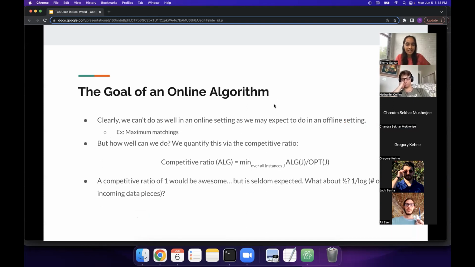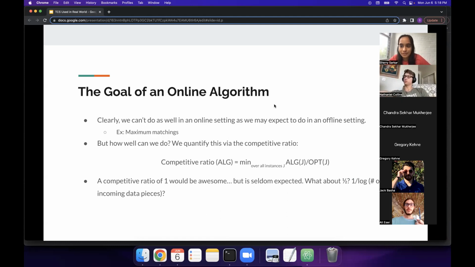So the goal of an online algorithm is to do well, but clearly we can't do as well in an online setting as we may expect to do in an offline setting. And in a few slides, we'll work through an example and see exactly where being online will end up being harder.